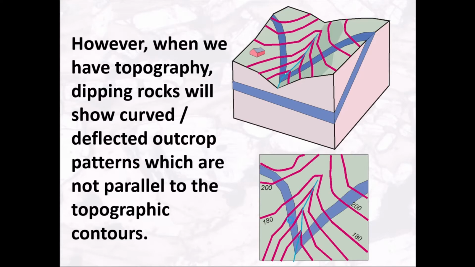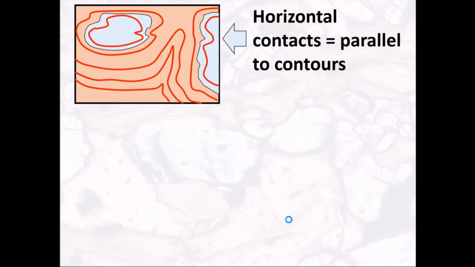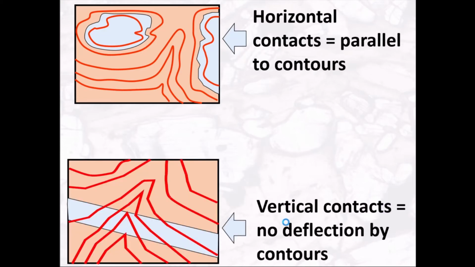And at this point we have seen the three potential outcrop patterns that you can really get in geology and in maps. We've got the horizontal ones, where your outcrop patterns are parallel to the ground contours. We've seen the vertical ones, where the outcrop patterns just cut across the ground contours without any deflection or interaction with them. They just carry on straight and linear.